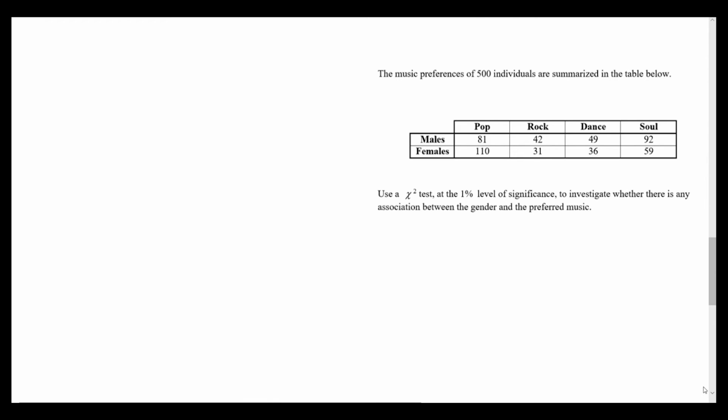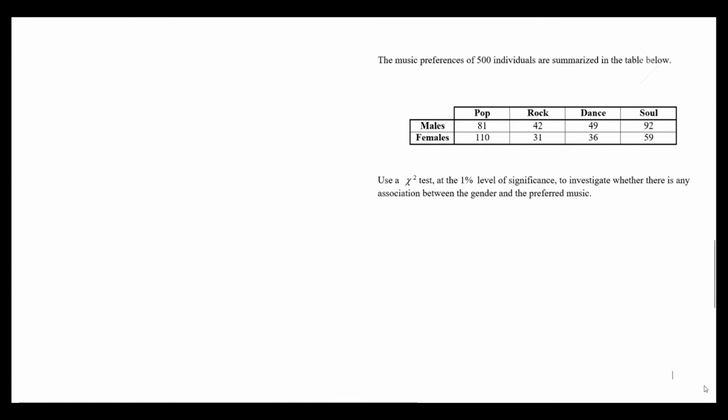So in this question, we're told that the music preferences of 500 individuals are summarized in the table below. We're asked to use the chi-squared test at the 1% level of significance to investigate whether there's any association between their gender and their preferred music. So let's start with our hypotheses.